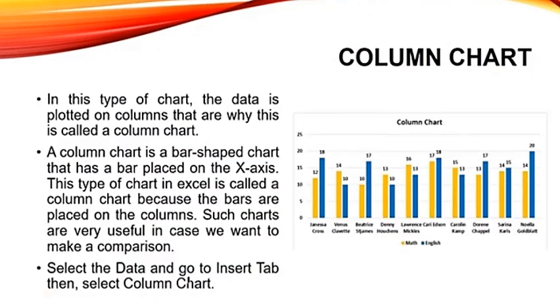Let's begin with column chart. In this chart, the data is plotted in the form of columns. As you can see in that chart, our data, our information is presented in the form of columns. So it is known as the column chart. A column chart is a bar shaped chart that has a bar placed on the x-axis. This is because columns are in a vertical position, so they lie on the x-axis.